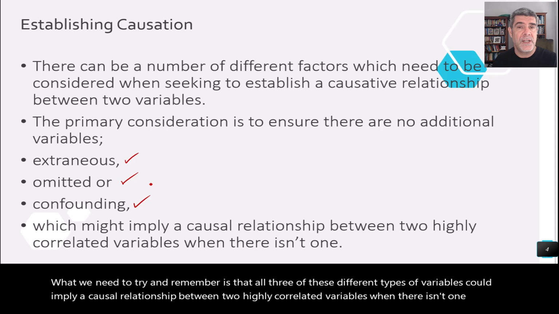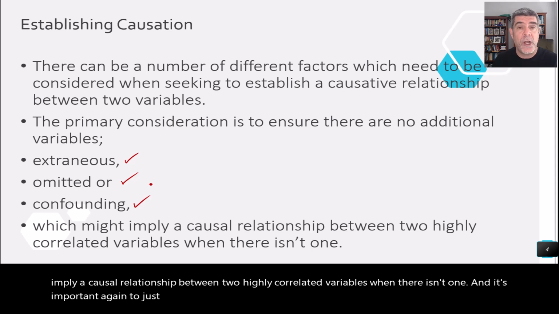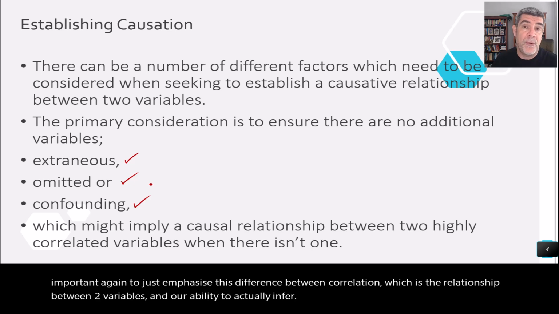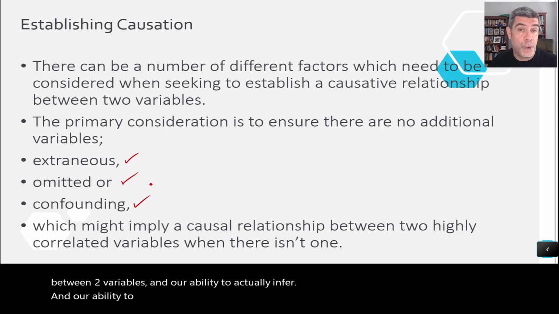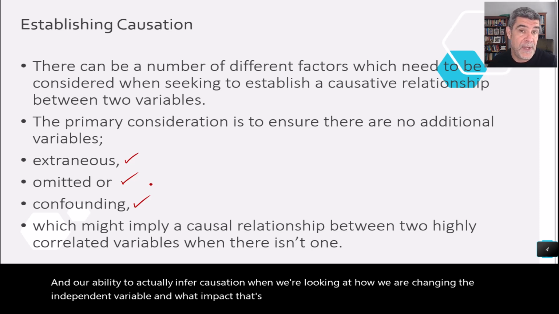And it's important again to emphasize this difference between correlation, which is the relationship between two variables, and our ability to actually infer causation when we're looking at how we are changing the independent variable and what impact that's having on our dependent variable.